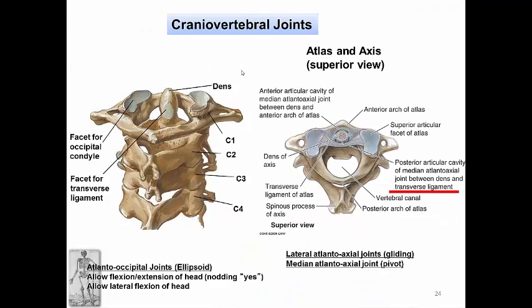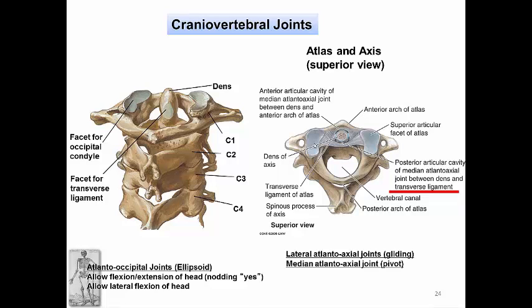So now that we've seen the basic components of the Atlas and the Axis, we can also appreciate that there are two sets of craniovertebral joints. There are these ellipsoid atlanto-occipital joints, which will allow flexion and extension of the head, so the nodding of yes, for instance, and a little bit of lateral flexion. So this joint occurs between the Atlas and the cranium, the occipital condyles specifically.